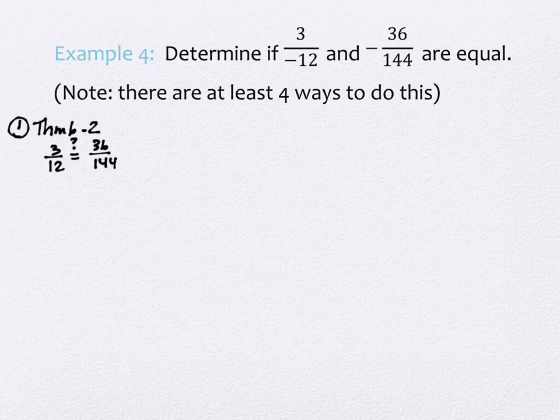Notice I put a question mark sort of above the equal sign. I cannot assume that these are equal. That's what I'm trying to show. So I'm sort of questioning, are they equal? And I'm questioning if they're equal by multiplying by the diagonals. So I've got 3 times 144, and I've got 12 times 36.